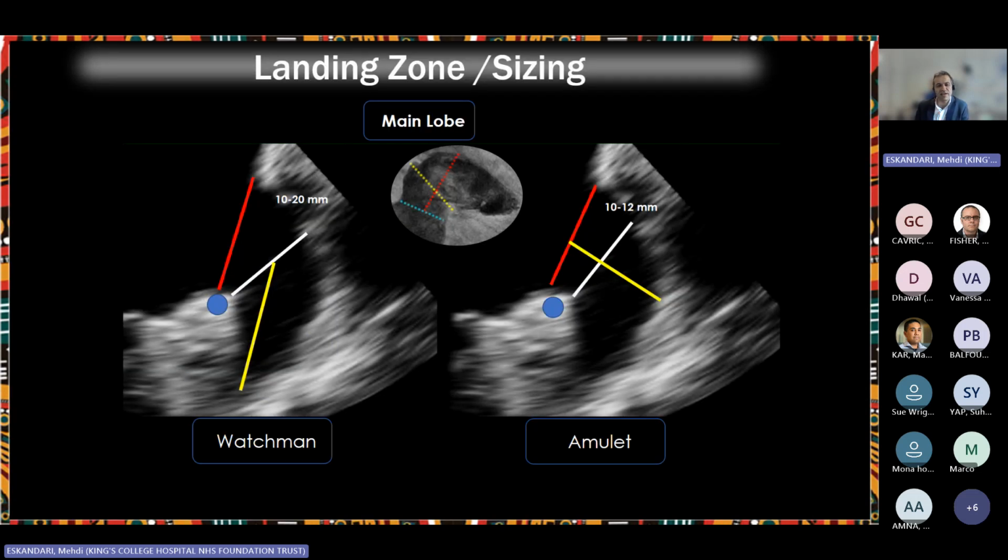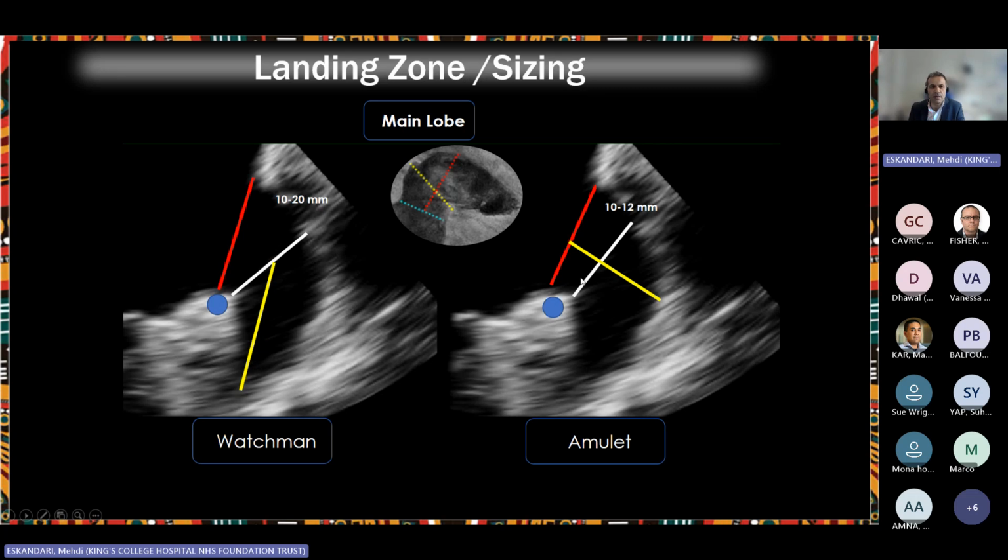These are the manufacturer recommended measurements. So you need to measure the ostium, identify the left circumflex artery, and draw a line about 10 to 20 millimeters below the ridge for Watchman.